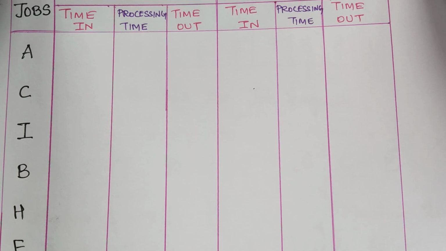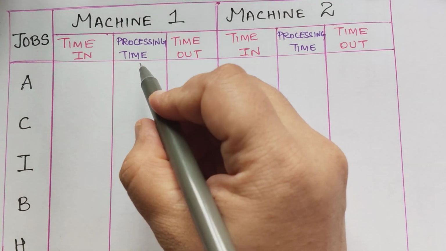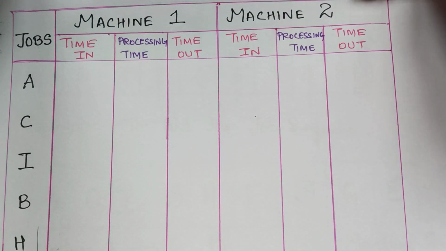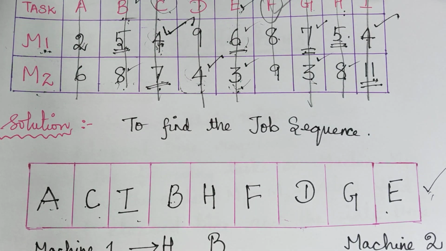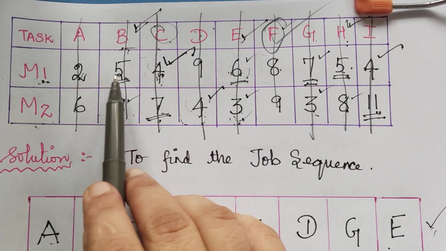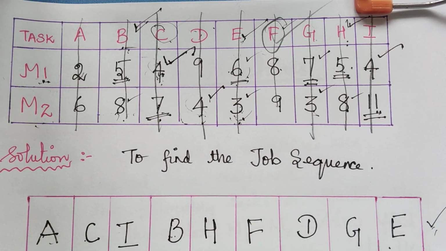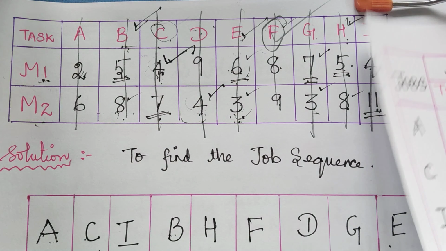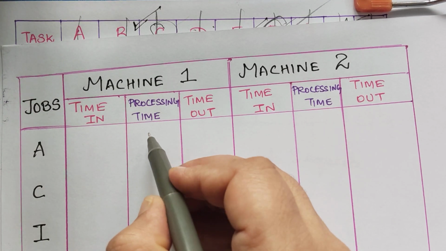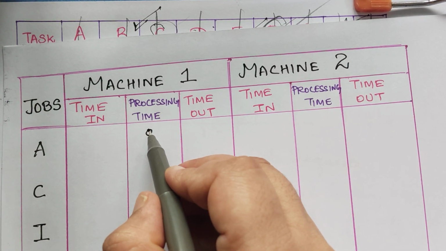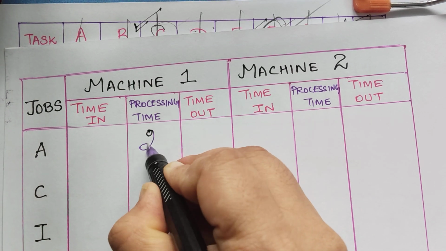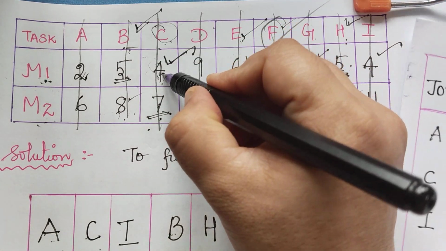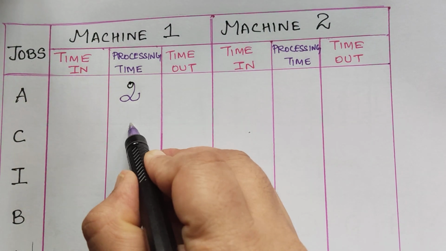Now we have to write the processing time for machine 1 corresponding to these jobs. These are the processing times in machine 1. For example, for A, what is the processing time? It is 2. So we write 2 here under processing time. For C, what is the processing time? It is 4. So we write 4 here.